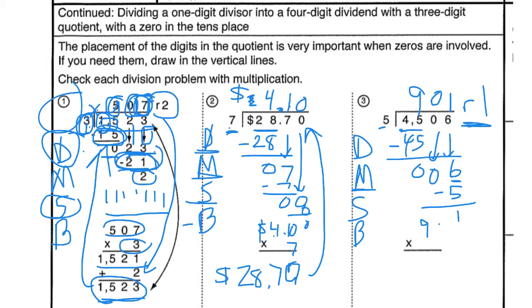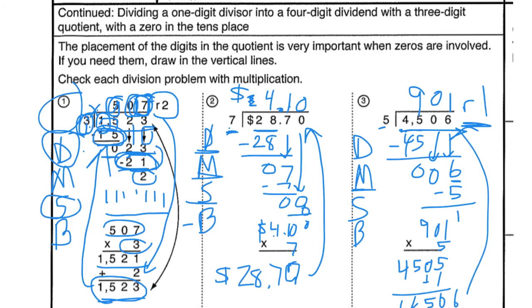Now I'm going to check this. Hopefully you checked it already by doing 901 times 5. 1 times 5 is 5. 0 times 5 is 0. And 9 times 5 is 45. Now wait a minute. That says 4,405, but it says 4,506 up here. That's because I have to add the remainder and get 4,506. And that does now match up with that.